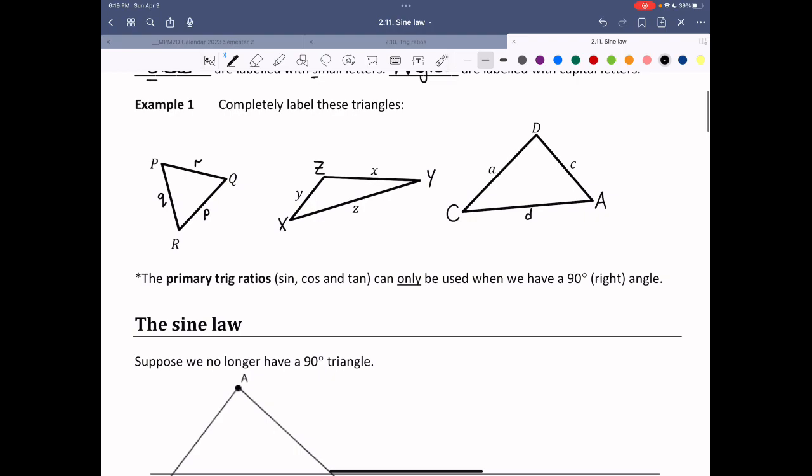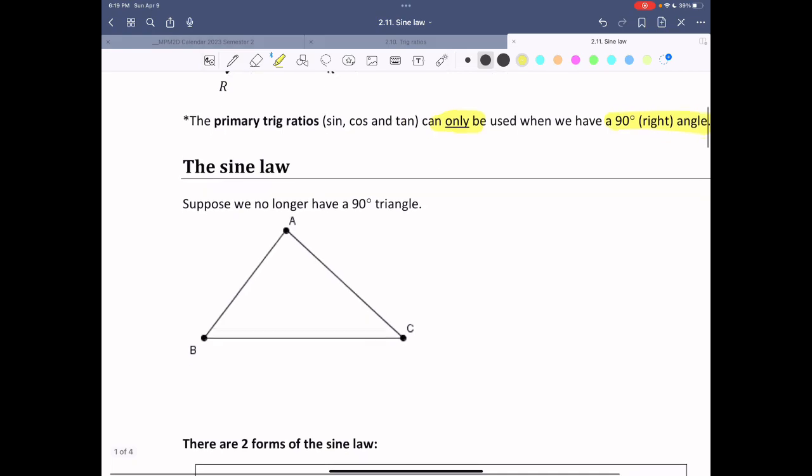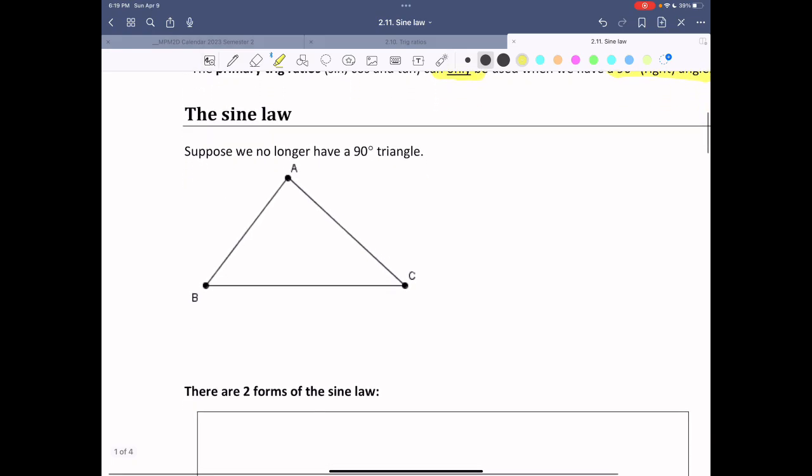So the primary trig ratios, as we've discovered in the previous lesson, sine, cos and tan, can only ever be used when we have a 90-degree right angle. So when we have a triangle that does not have a 90-degree angle, such as this one given, then we have to use something called the sine law. Now, even though you might look at this and say, oh, Mrs. Hooker, this is a 90-degree angle. No, it is not. Unless it has that little square in there, it is not 90 degrees.